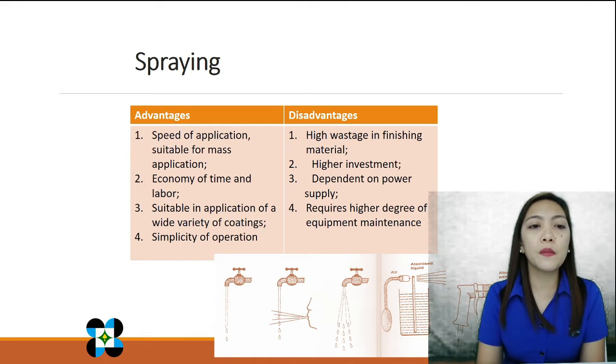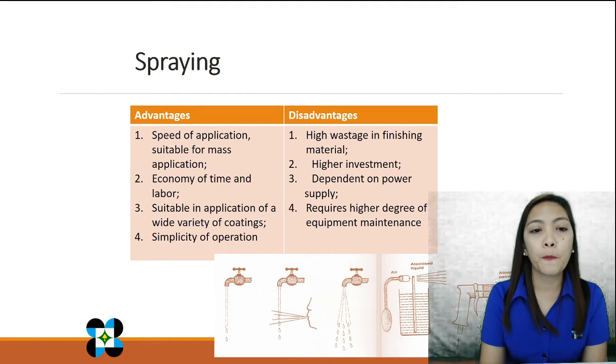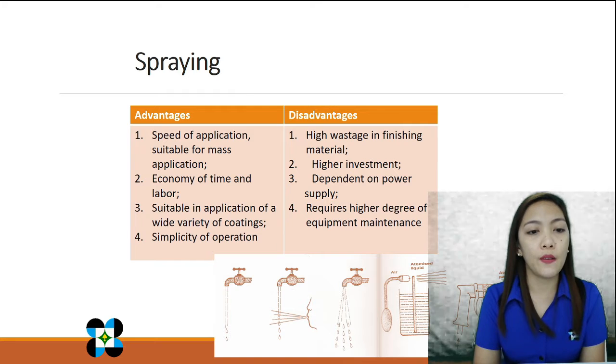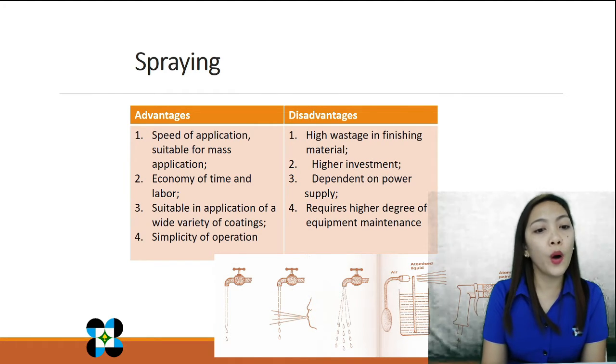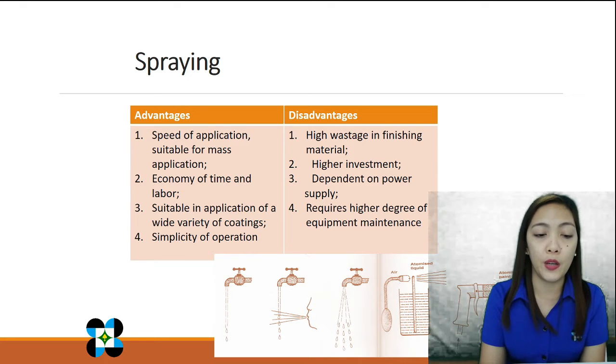Okay, the second major mode of applying finish is by spraying. No? So, its advantages are as follows. The speed of application, it is suitable for mass application. So, kung lalo na for production type, if you're doing this for business, mas marami kang pwedeng ma-finish in a short period of time, which results to economy of time and labor. Kasi kung mas marami kang kailangan i-finish, 1 or 2 finisher, no, or taga-spray, you can achieve more products na mapi-finish. And then it is suitable in application in a wide variety of coatings.